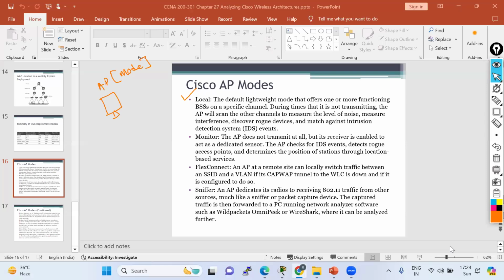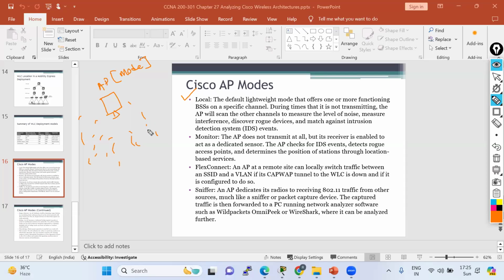But let's suppose there are no clients available to connect to the AP. What is going to happen? If there are clients connected on this AP, then definitely it is going to serve them. This is the PC connected to that. But let's suppose all clients have gone. This AP still keeps radiating the signals. In this scenario, what is going to happen?